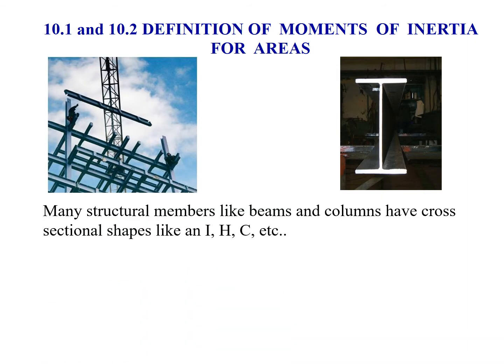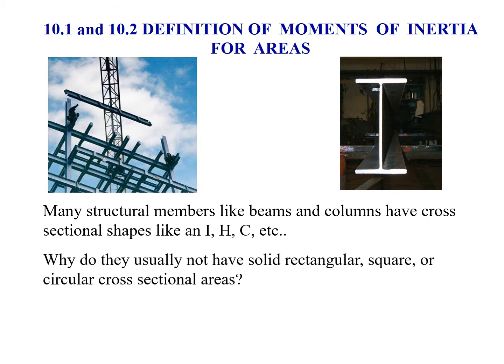In this module, we'll be looking at the definition of moment of inertia so that when we look at structural members like beams and columns, we'll be able to understand why they have cross-sectional shapes like an H or an I or a C. Why don't they have a solid rectangular, square, or circular cross-sectional area? That's a question you'll be able to answer after this module.